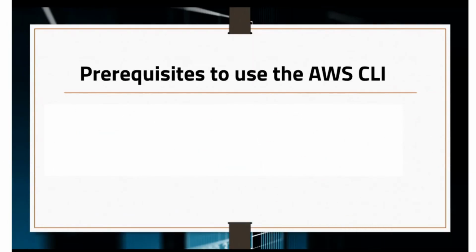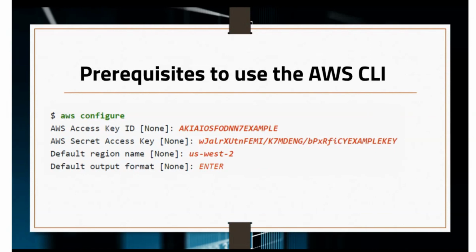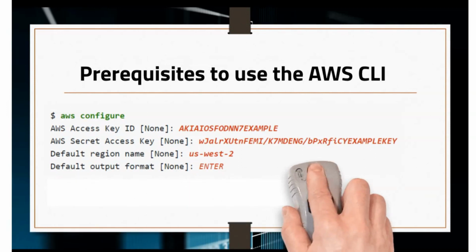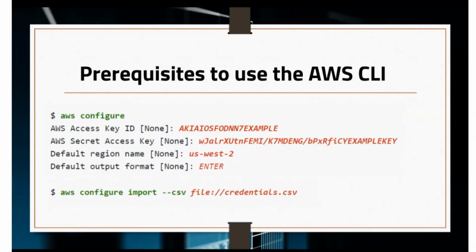To configure the AWS CLI, you need to execute the aws configure command. When you execute the command, it will ask you for the access key ID, the secret access key, the AWS region, and the output format. You could also use aws configure import and specify the CSV file with the credentials to be imported.